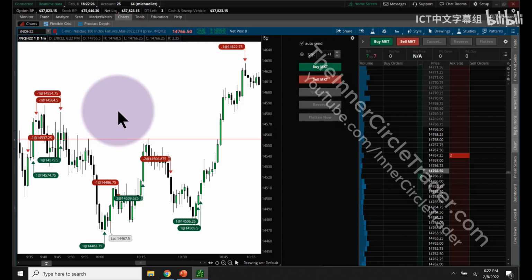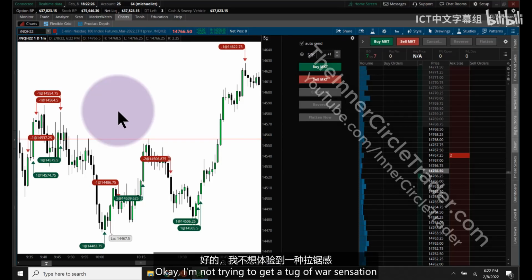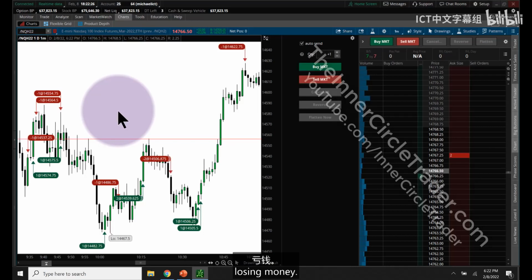It's like dropping a hook in water that you've never fished in. You just test it. See, am I getting any bites here? If I throw a short order in, or if I throw a long order in, I'm watching, I'm getting a feel for what the market's doing once that order's in there. And I'm reading the reactions. I'm not looking at the equity. Okay, I'm not trying to get a tug of war sensation internally of making money, losing money. I'm watching how price delivers around that order.